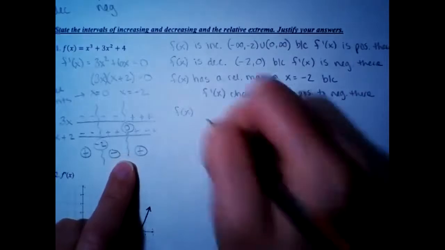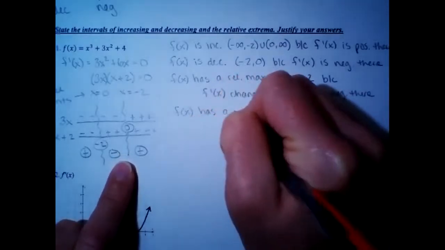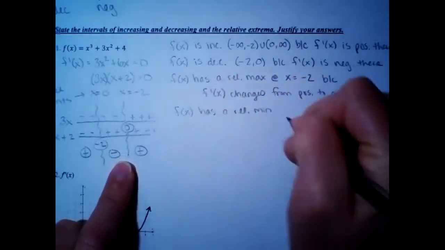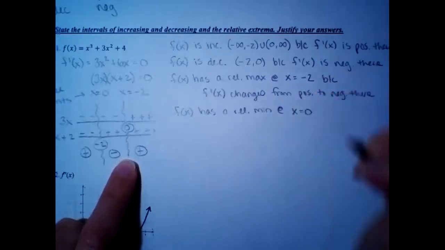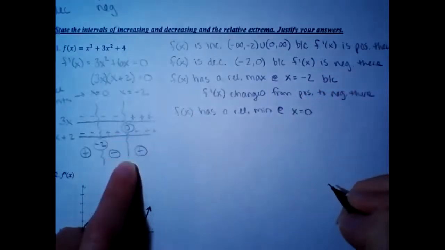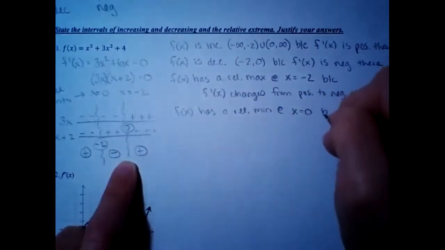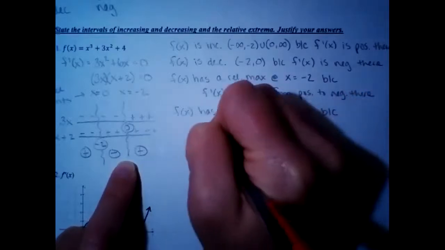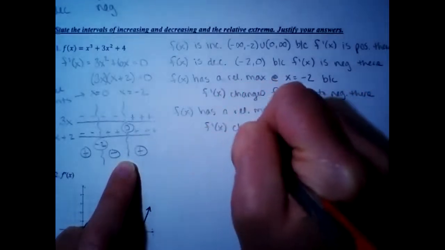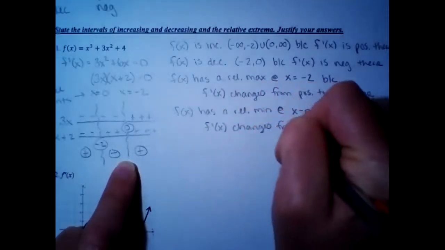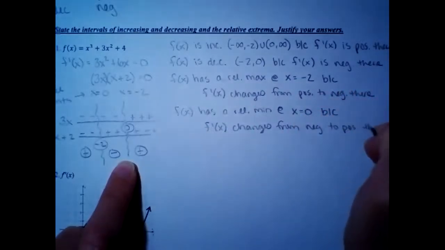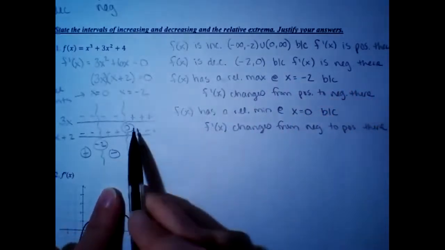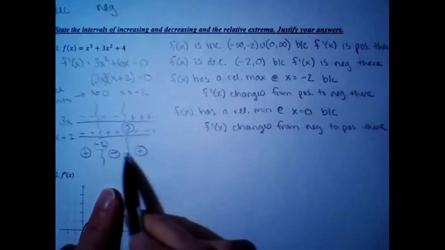All right, and then last statement, f of x has a relative minimum at x equals 0. That was our other critical point. Because, so our justification, f prime changes from negative to positive there. So here's 0, and we had a change from negative to positive.